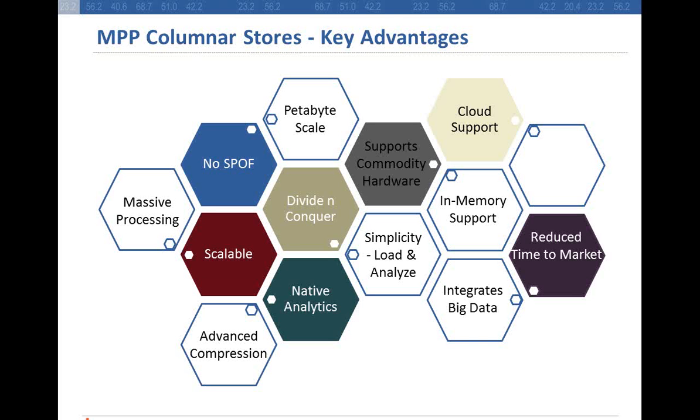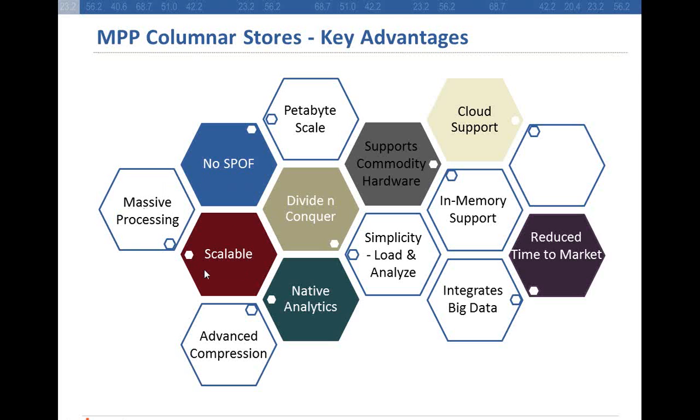Massive processing. MPP columnar stores bring massive processing power to work with petabyte scale of data, returning results in a fraction of the time that it would have taken for a typical RDB or a row-based database. This is possible due to workload and data distribution across the compute nodes. That's one of the advantages.